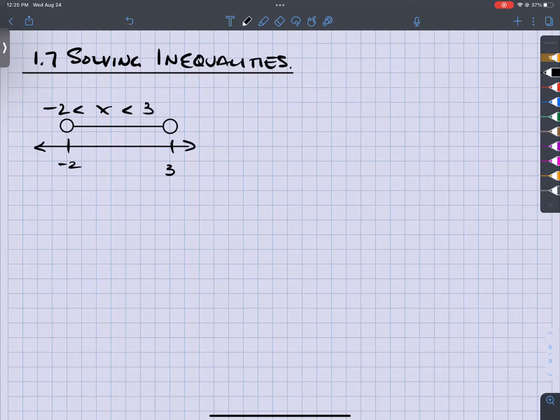Well, here in college, number one, this is called an open interval. The reason why it's an open interval is because it's open on both ends. Unlike myself.